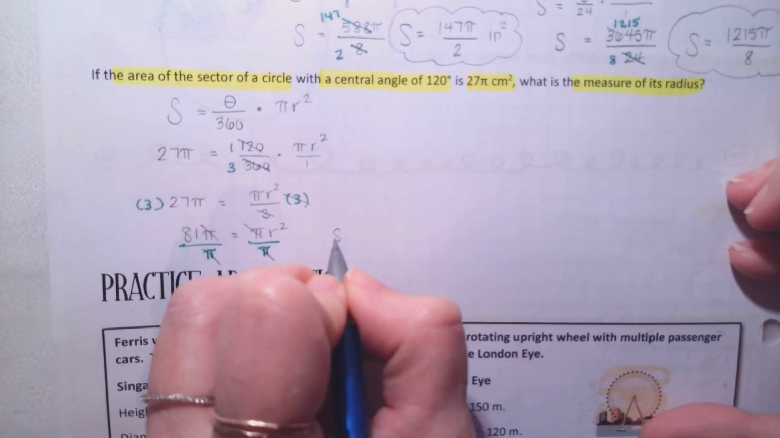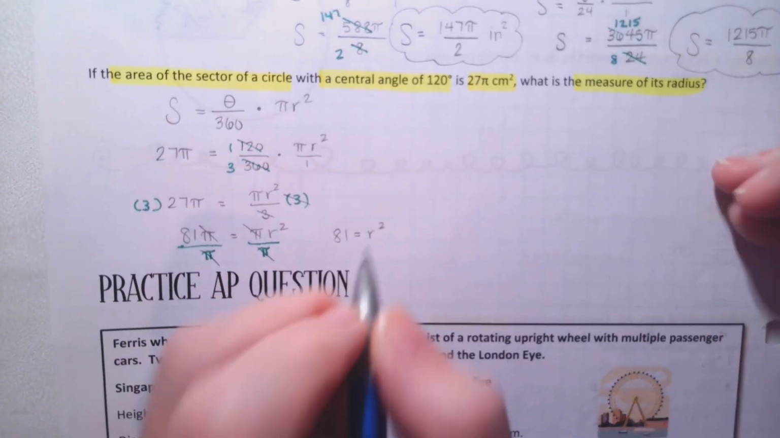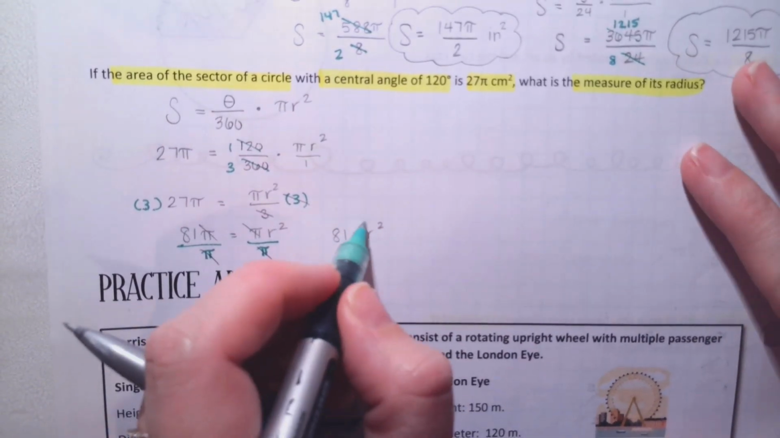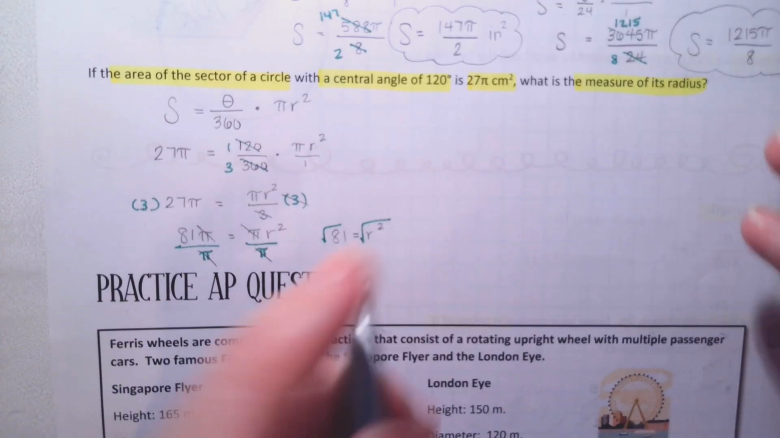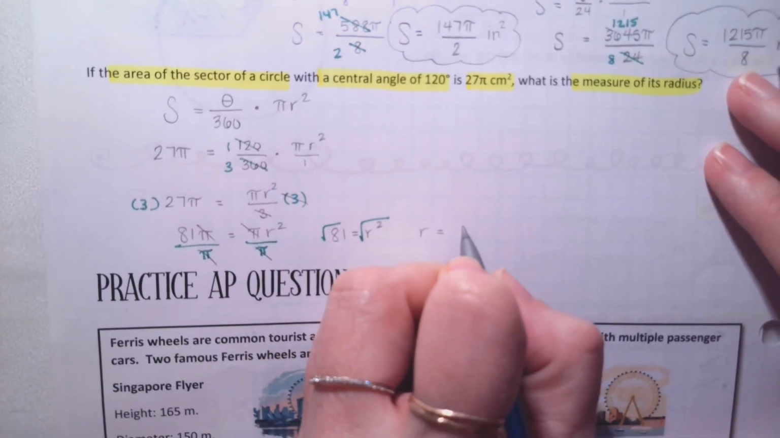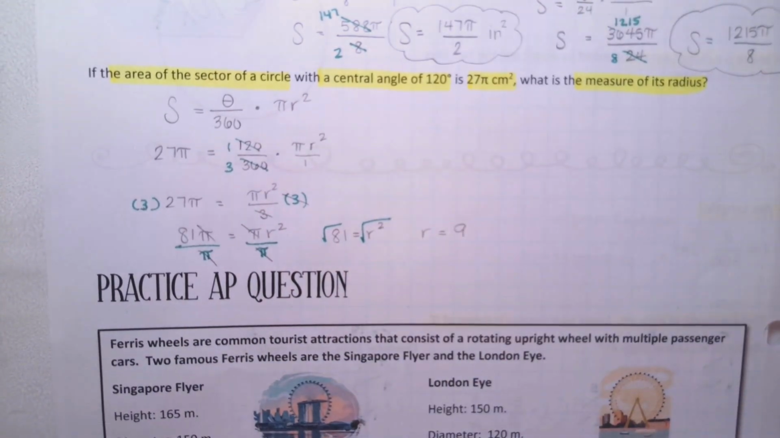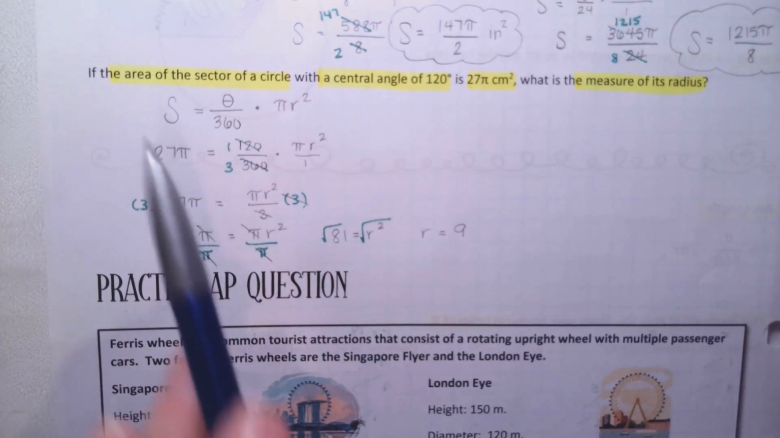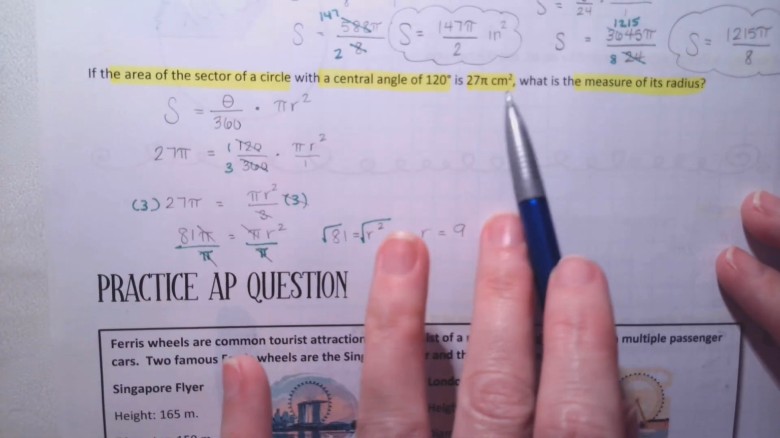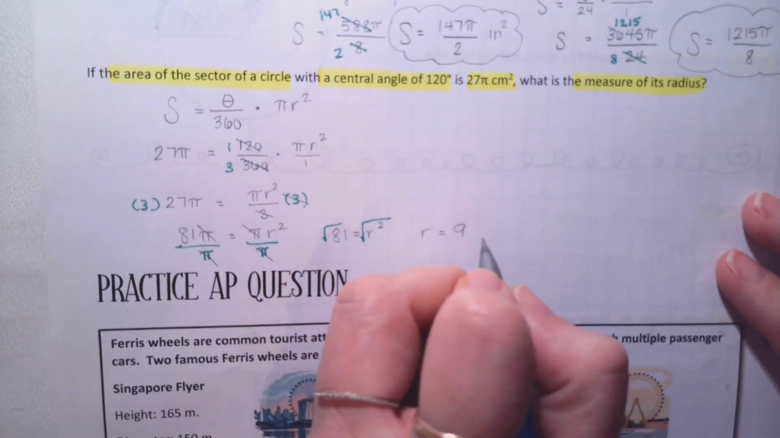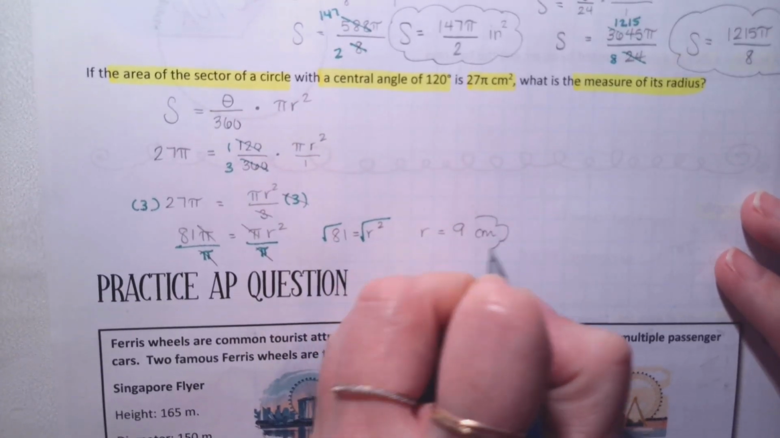And we're left with 81 equals r squared, which means when you take the square root, the radius is 9. Now remember, you don't have to write plus or minus 9 on this one because this is a measurement, and we only want to write the principal root, the 9. We can include a unit though. Since centimeters squared was the area, centimeters would just be the radius.